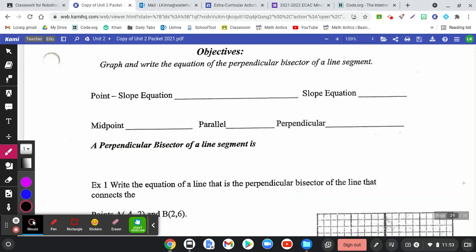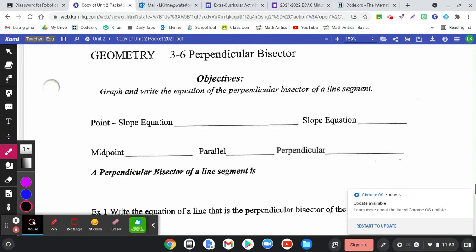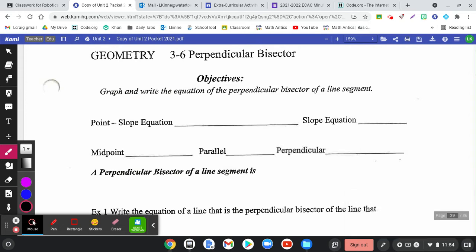Hey everybody, so today we are going to talk about perpendicular bisectors, and we are going to go over practice in class tomorrow as well. So our objectives today: to graph and write the equation of the perpendicular bisector of a line segment. There's a lot of terms there that we need to make sure we understand.